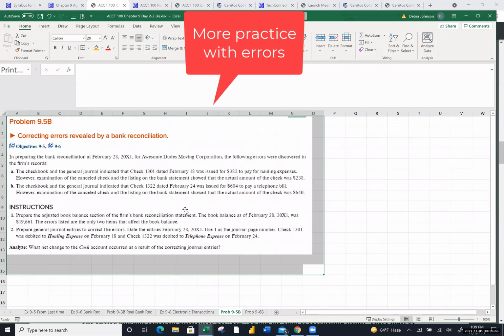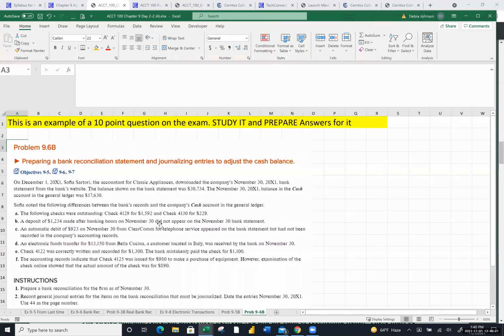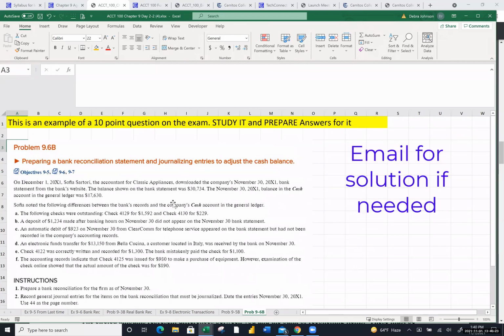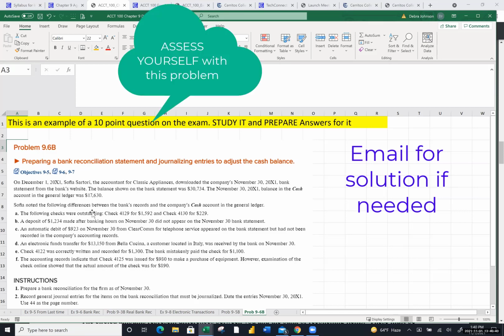9.5b has to do with some errors. I want you guys to try 9.6b because I have a feeling that is the test question. It'll be very similar. It will have some different numbers. So if you can do a problem like 9-6b on your own without the notes sitting in front of you, and you can get that bank balance and that book balance to match up, that would be a really good way to tell yourself whether you're ready for the test as far as chapter 9 goes.